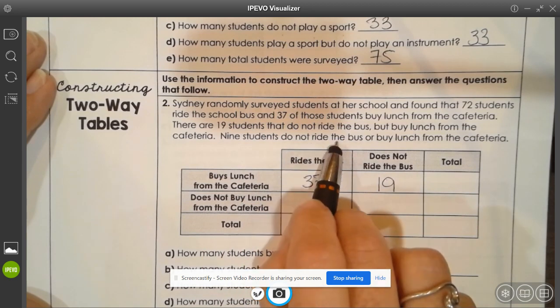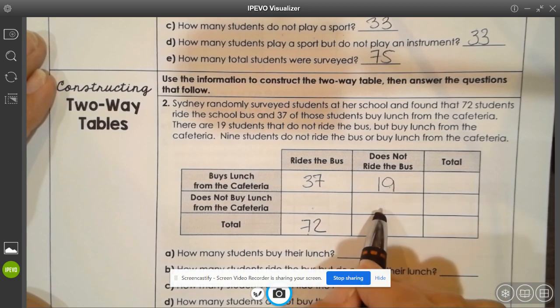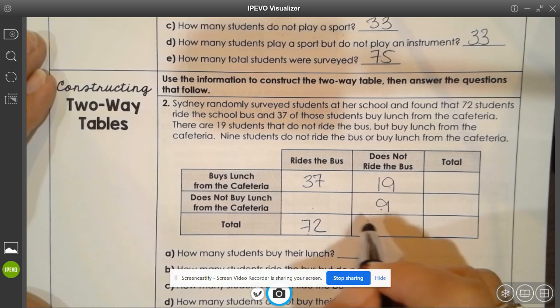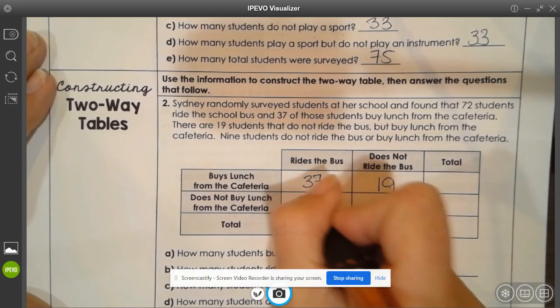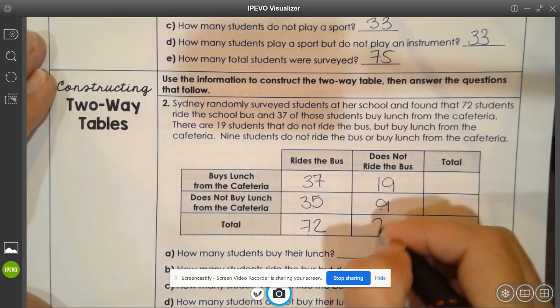9 students do not ride the bus or buy lunch from the cafeteria. They do not ride the bus and do not buy lunch from the cafeteria. So 9 of them. Now we can find all our numbers here. So the first number that we can find is, we said that we find the difference. 72 minus 37. How much is that? That is 35. So this number is 35. We can also find the total. So 19 plus 9 of this column here is 28.